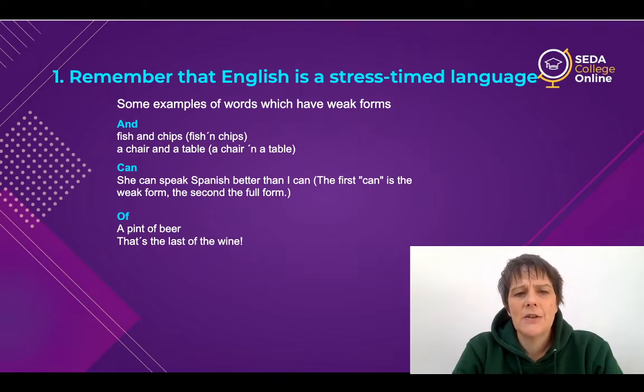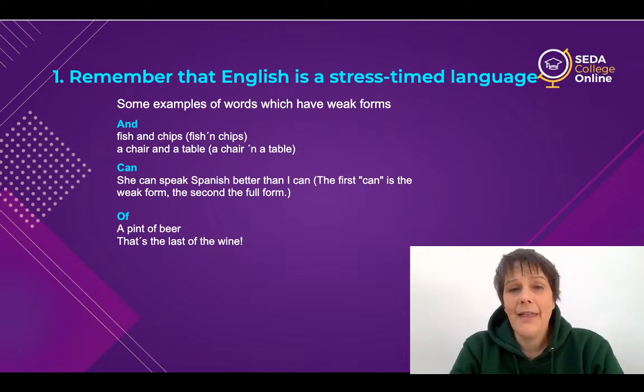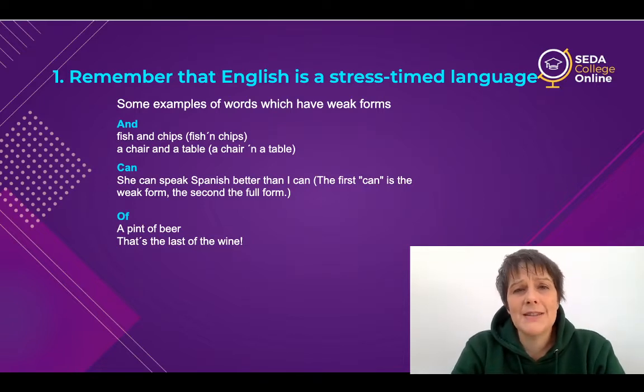And that's the last of the wine. That's the last of the wine. The wine. So that's last of the wine. That's what's important, the last of the wine. It's not the last of the wine.